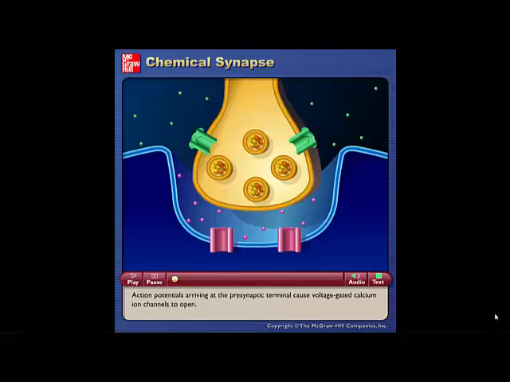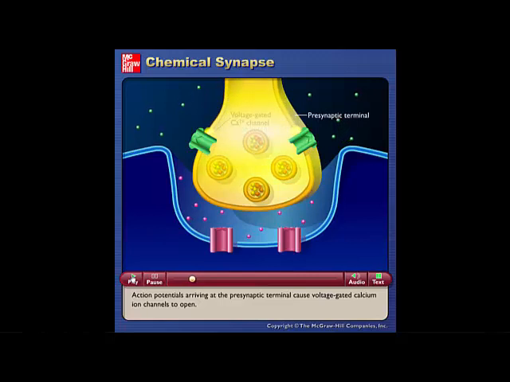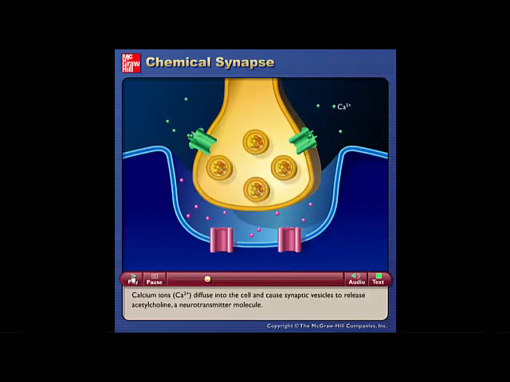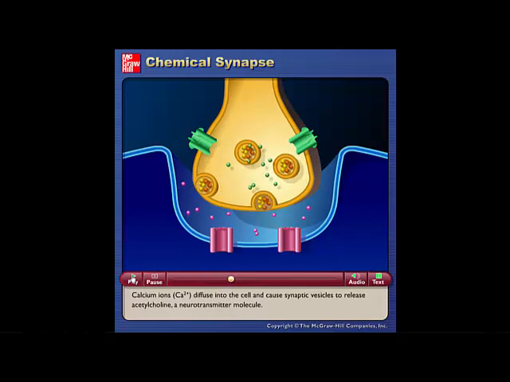Okay, this is the animation of the chemical synapse. Let me read it to you. Action potentials arriving at the presynaptic terminal cause voltage-gated calcium ion channels to open. Calcium ions diffuse into the cell and cause synaptic vesicles to release acetylcholine, a neurotransmitter molecule.